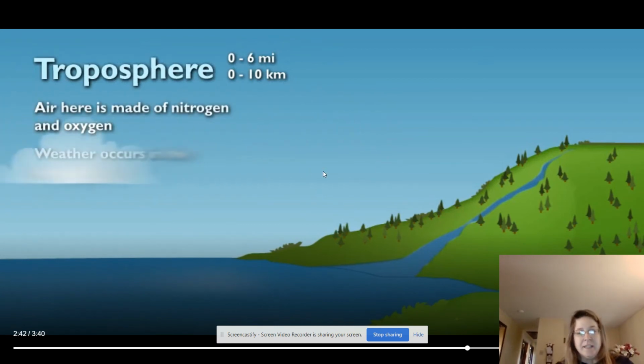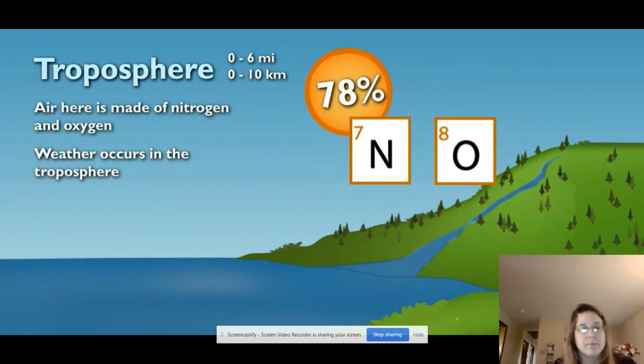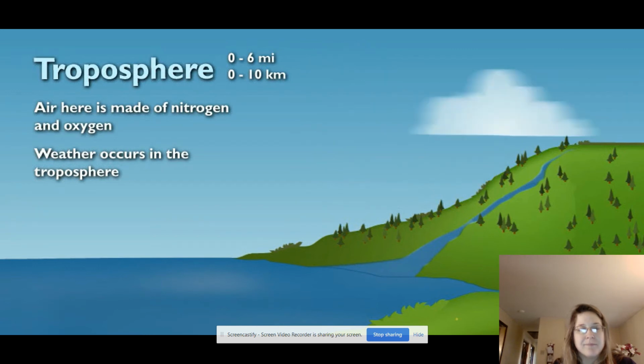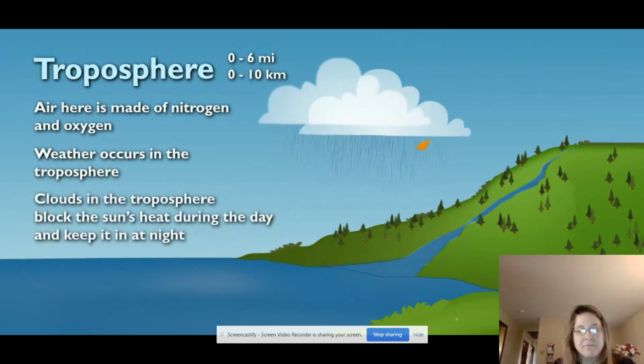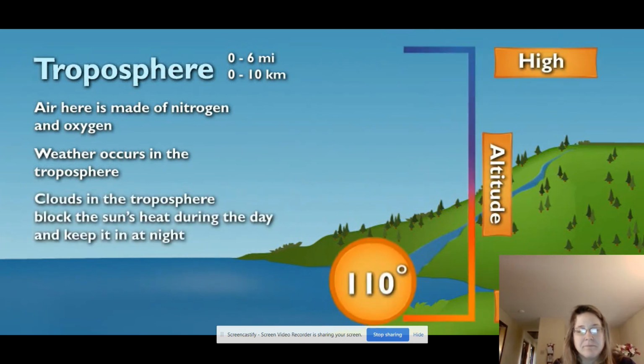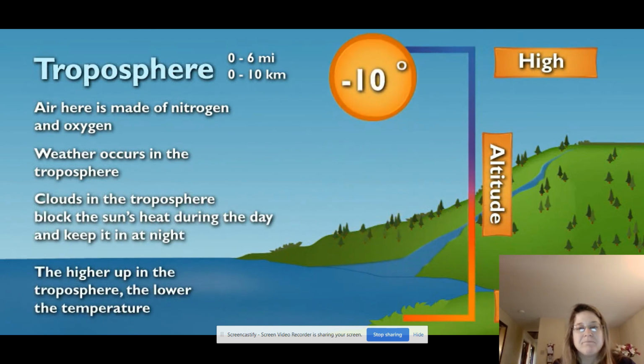We're in it. The air in the troposphere is made of 2 important gases, oxygen and nitrogen. Nitrogen makes up 78% of our air. Can't live without that. The troposphere is where weather occurs too, and where you'll find lots of clouds. The clouds block the sun's heat during the day and keep the heat in at night. The higher up you go in the troposphere, the lower the temperature you'll find in this layer.